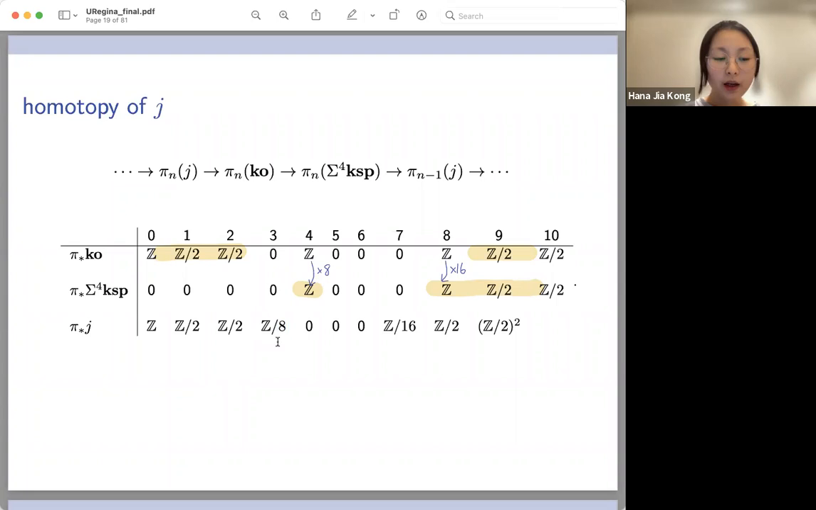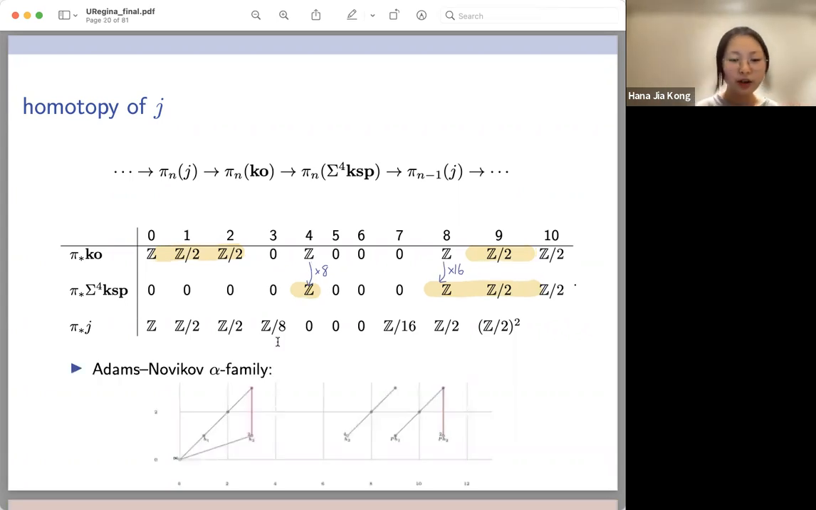Okay. So the purpose of writing out the homotopy groups of J here is that I want to compare it to the following chart. So this is a part of the classical Adams-Novikov spectral sequence for the sphere spectrum. And this is a part of the E infinity page, and the thing that I include here, I call it the alpha family. You can see that the image, the homotopy groups of J, catches the alpha family.